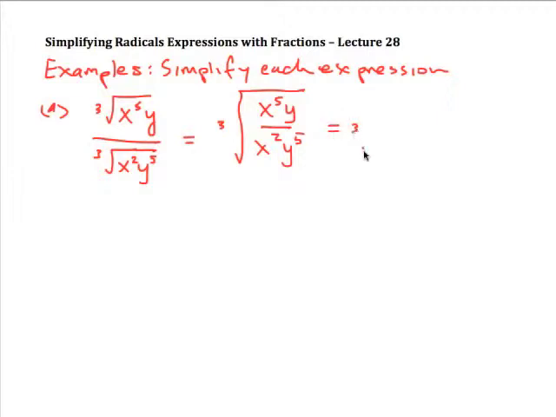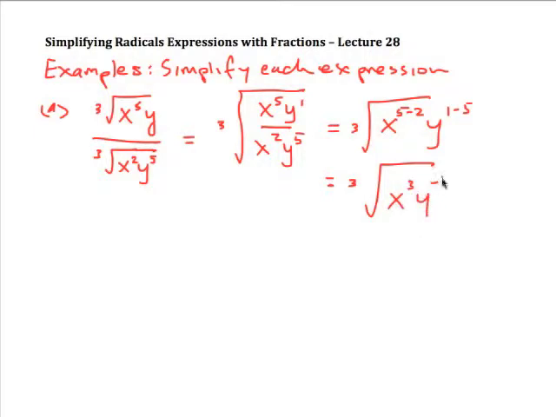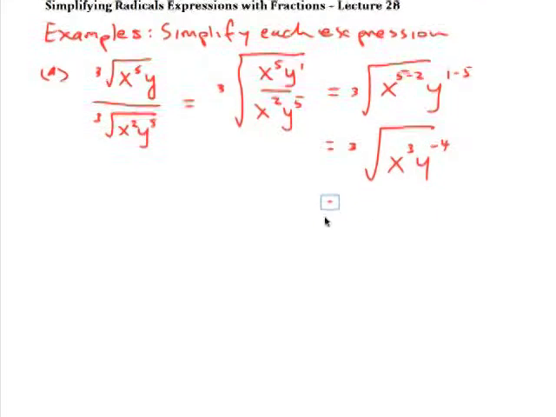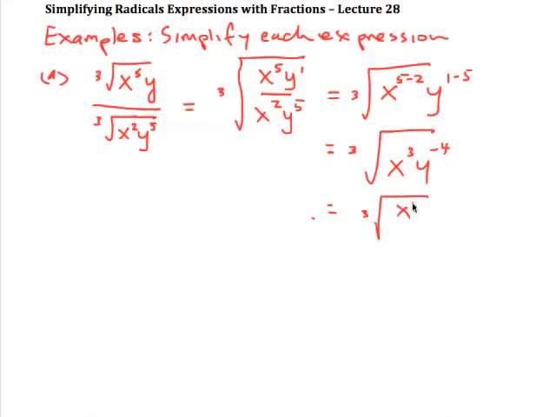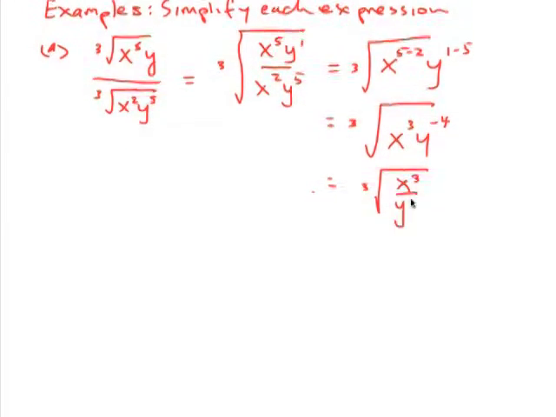Okay, so now we can do the part inside the cube root, and of course we subtract here, so it'll be x to the 5, subtract 2, and y to the 1, because this is a 1 right here, subtract 5. So this will be the cube root of x to the 3, y to the negative 4, which of course we must write as positive exponents, so this will be the cube root of x cubed on y to the 4.